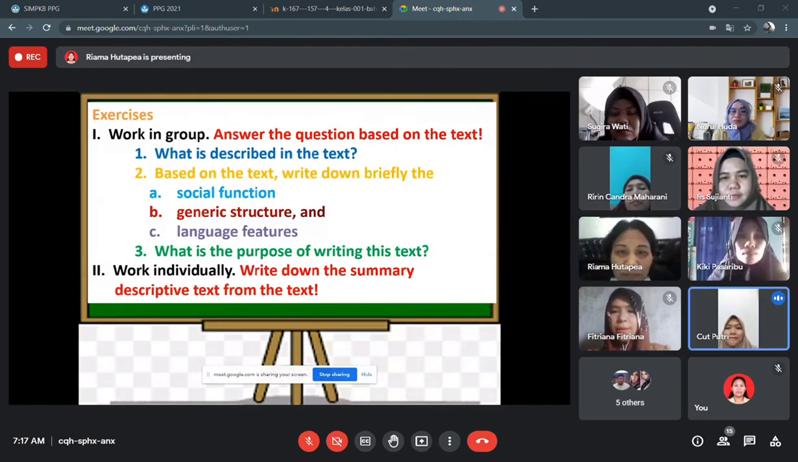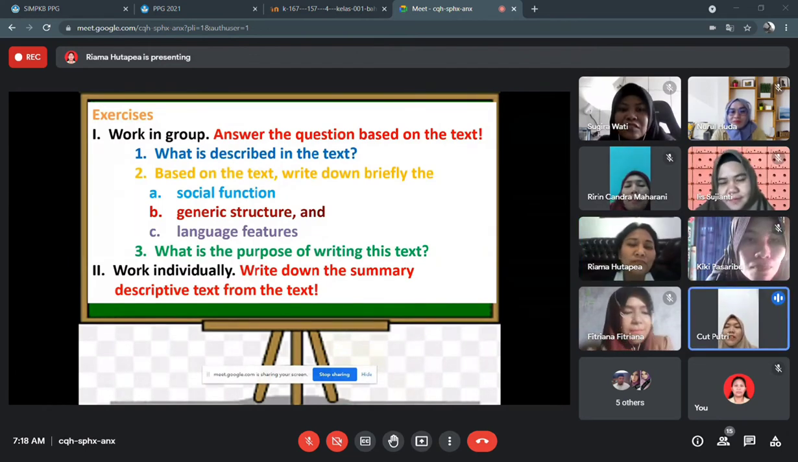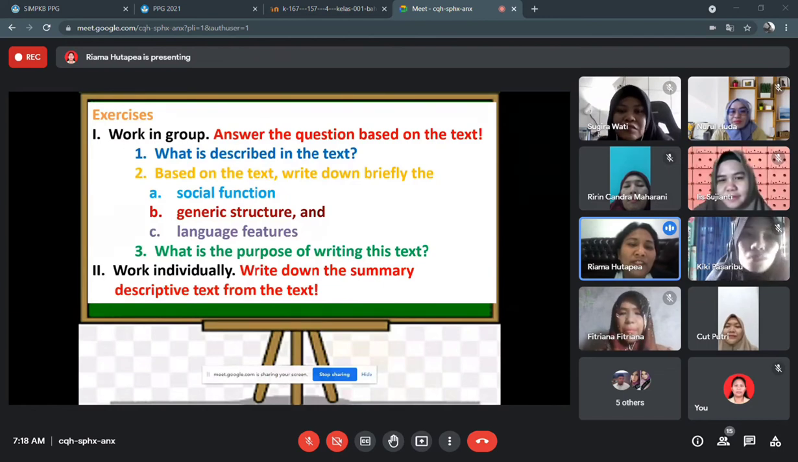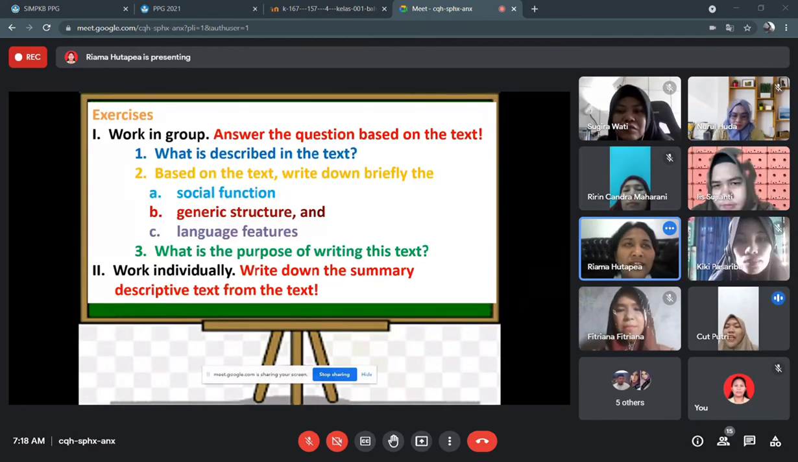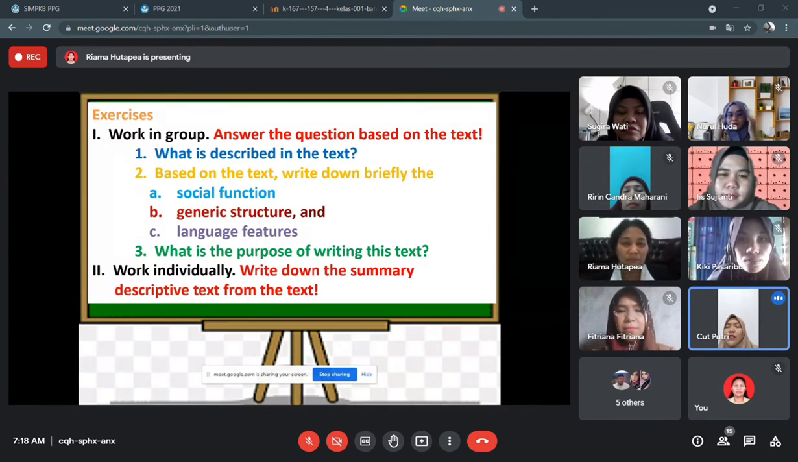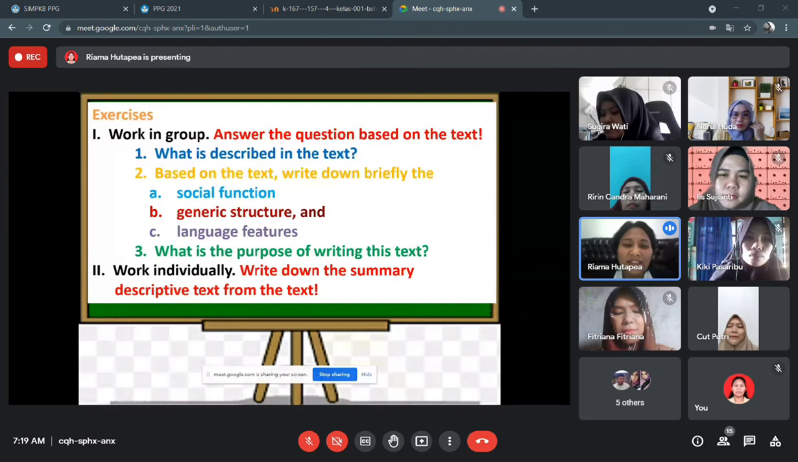Number two, I want group three, maybe. Yes, ma'am. The social function of the text is to describe Lake Toba. Yes, very good. Next, B. What is the generic structure? Identification and description. Okay, very good. And C, language features. Using simple present, using adverb, using adjective, ma'am. Yes, very good.